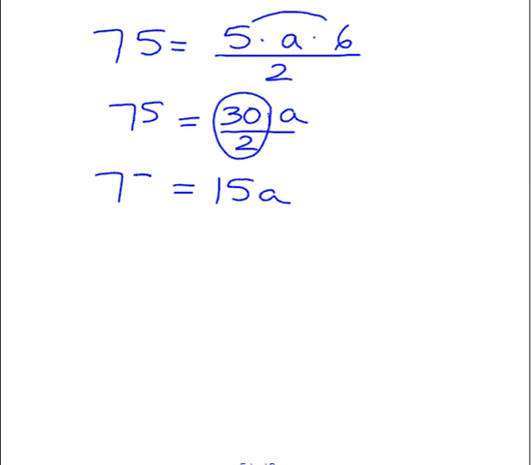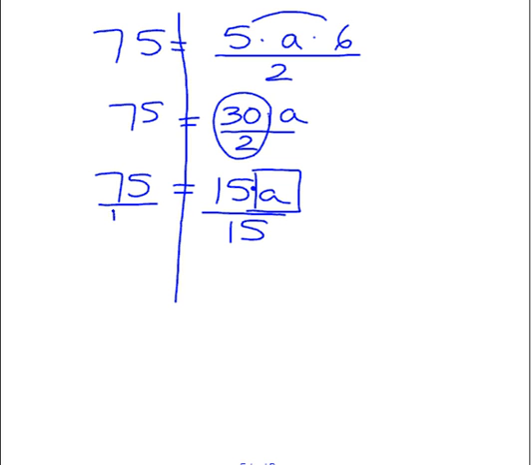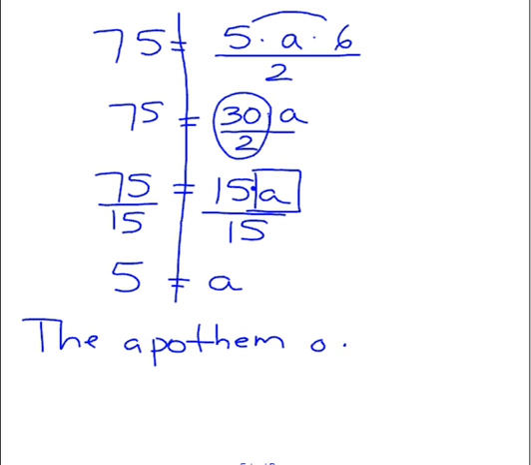So now we're at this step, and we are looking for our apothem here. So 15 is multiplied by your a. To get rid of it, we need to divide by 15. And remember, what we do on the right side, we do on the left side. So 75 divided by 15, that equals 5. So the question was, find the apothem. So the apothem of the base is 5. Don't forget your unit, centimeter.